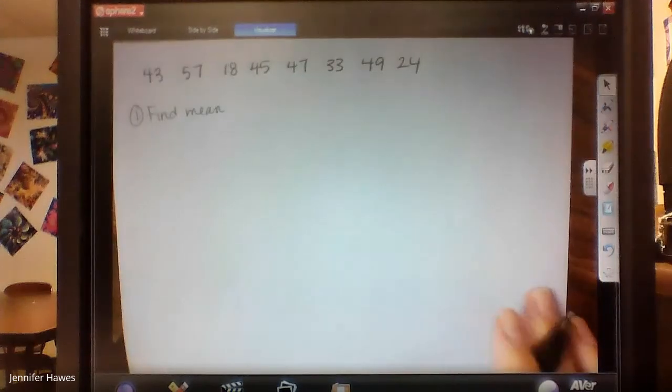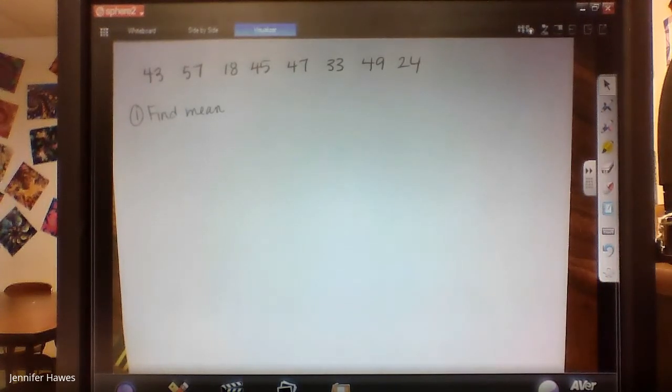So to find the standard deviation, we go through and find the mean. How did we find the mean? Add up all the numbers, divide by how many numbers you have, and you have 8. The mean is 39.5. Okay.